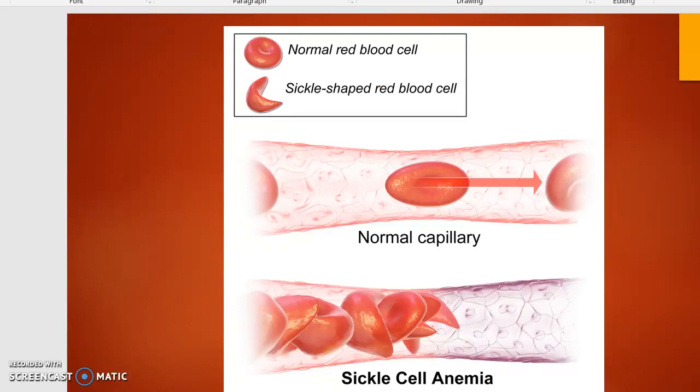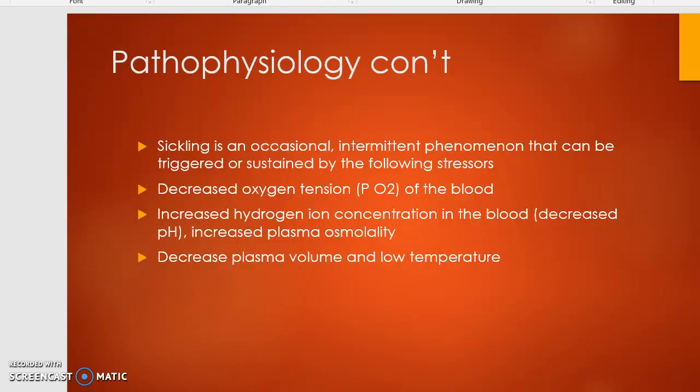This is another representation of how a normal red blood cell passes through vessels and how a sickled cell looks inside the vessel. Sickling is an occasional intermittent phenomenon that can be triggered or sustained by the following stressors: decreased oxygen tension of the blood, increased hydrogen ion concentration in the blood, increased plasma osmolality, decreased plasma volume, and low temperature.